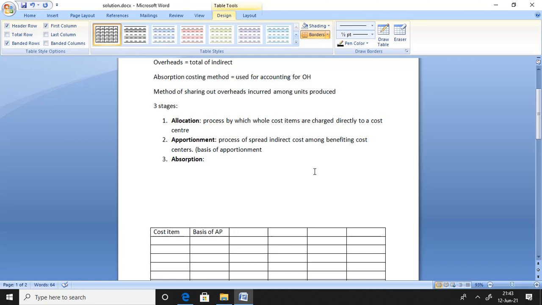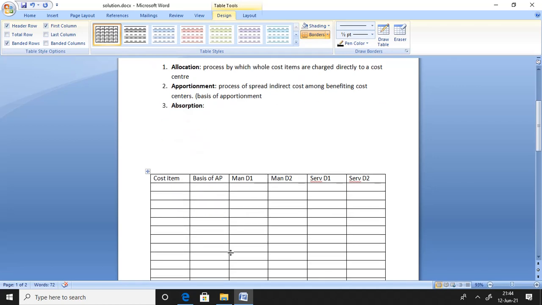The third column, if you want, you can show the totals at the end. We'll show manufacturing department 1, then another manufacturing department 2, and then the service department 1, and the service department 2.